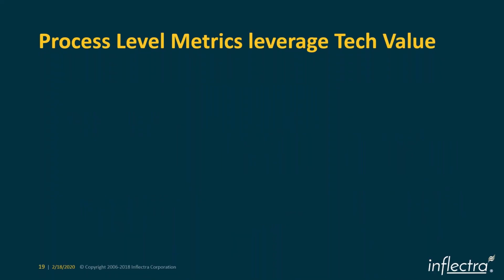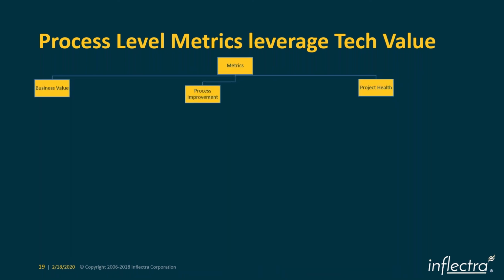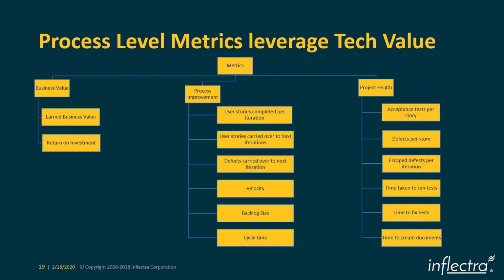Now again, just like people metrics should be leading into the process, the process metrics should actually leverage the technical value. So when you are looking at those things, you can look at the business value, process improvement, and project health. I'm not going to go into the details of each and every one of them, but they are pretty much self-explanatory, like the earned business value, return on investment, which we have talked several times about. On the process improvement side, what are the user stories completed per iteration? How are the user stories getting carried to the next iteration? How are we following the definition of done?